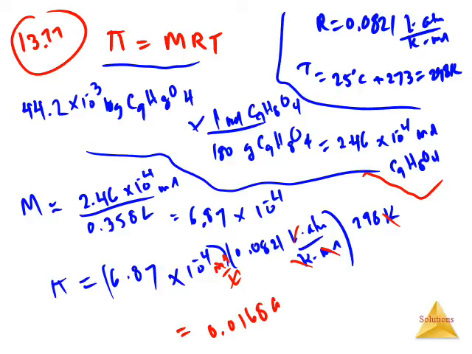The answer is 0.0168 atmosphere. If you want to convert it to a smaller unit like millimeter of mercury or torr, you have to multiply that by 760. The 760 millimeter of mercury makes 1 atmosphere.